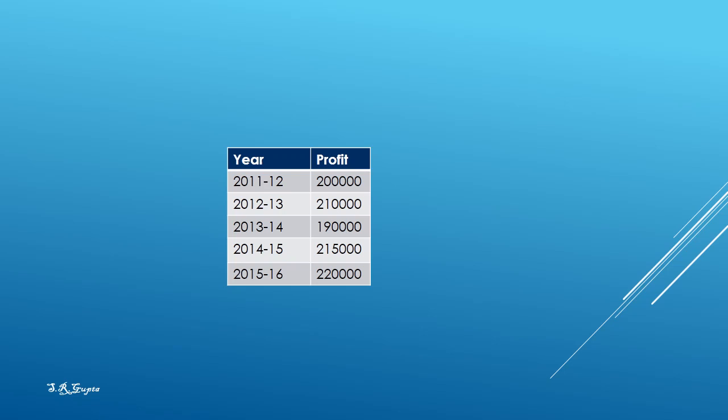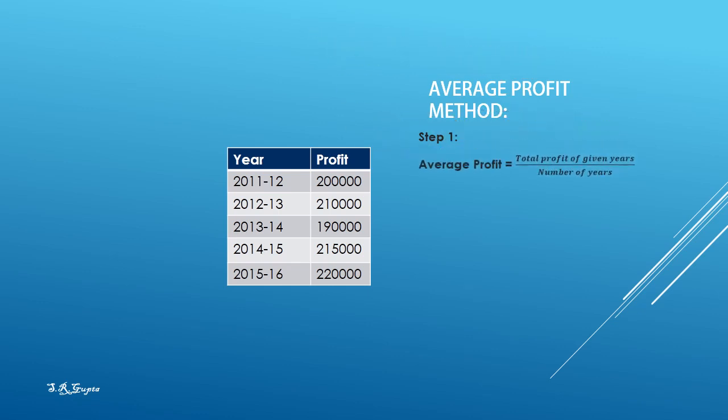In the simple average profit method, we'll divide into 2 steps. In the first step, we'll find the average profit of the firm. That is, average profit is equal to total profit of given years divided by number of years. Now we'll go for step 2.